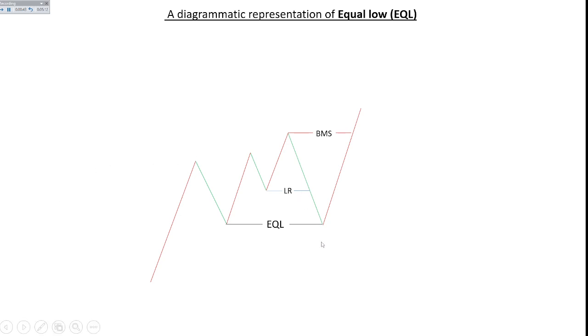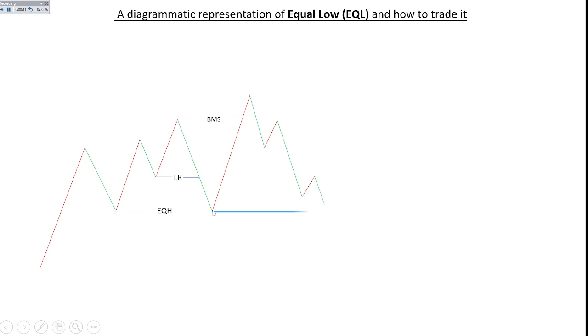So now let's take a look at how to trade it. Let's look at the diagrammatic representation of equal lows and how to trade them. So as we previously saw, this is an equal low right here. So this is an L right here. This is an L right here.